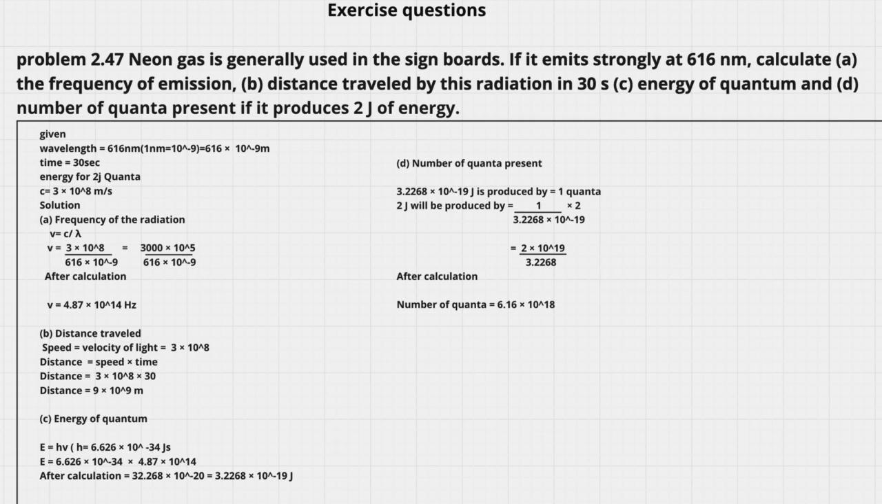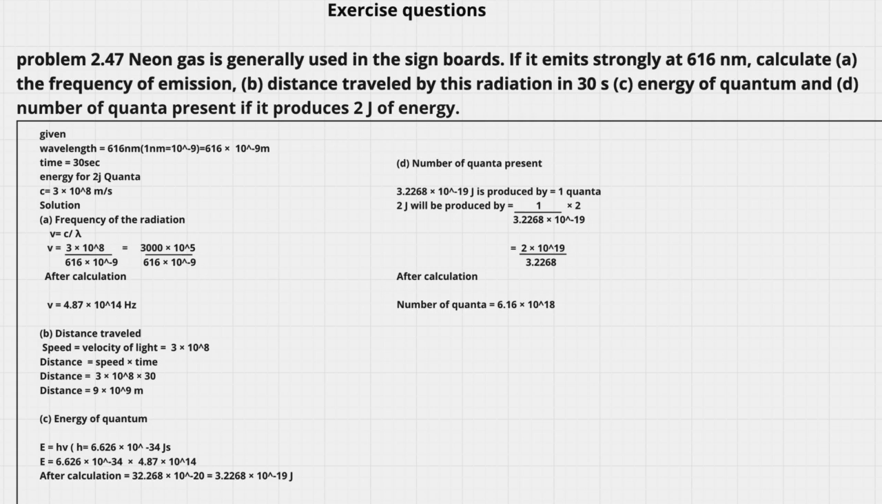B. Distance traveled. Speed equals distance divided by time. Distance equals speed into time. Distance is equal to 3 times 10^8 into 30. After calculation, distance is equal to 9 times 10^9 meter.